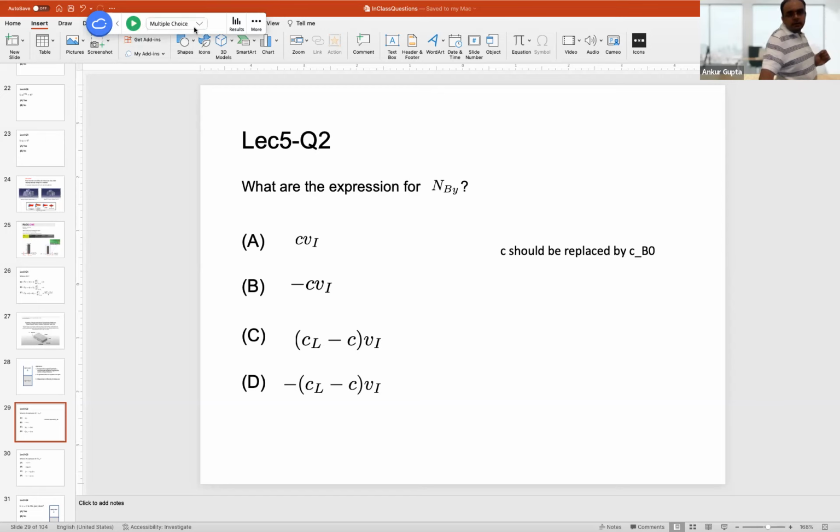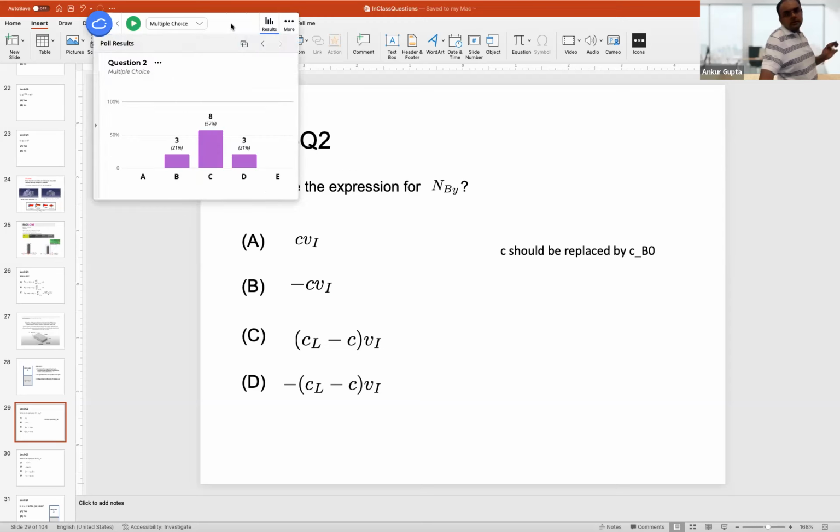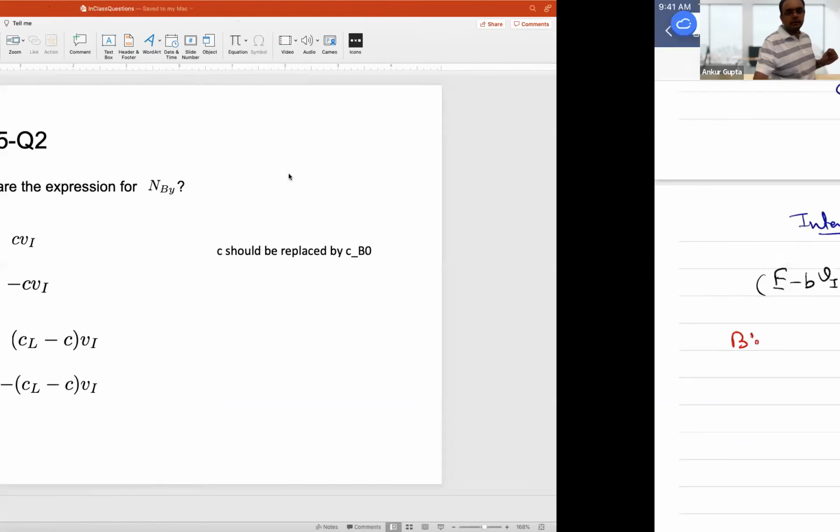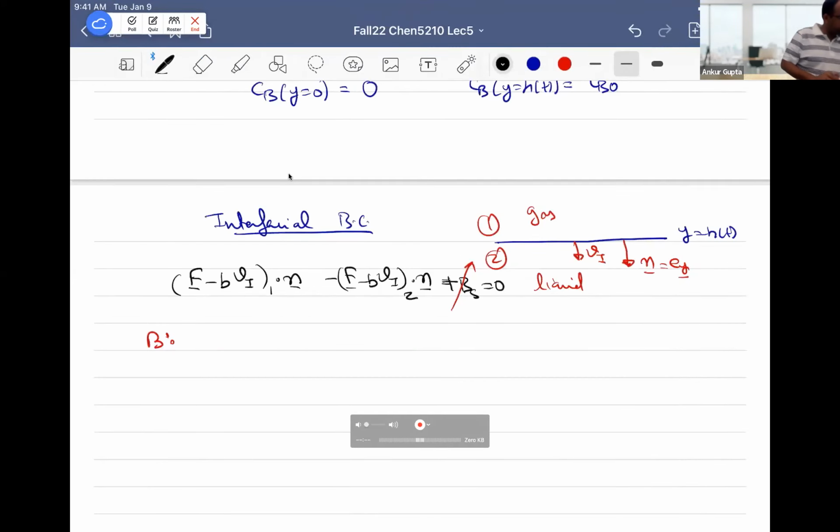All right, so let's take a look. The results are somewhat split. The correct answer is actually B, and we will derive it now. Then we'll close the lecture after we finish the derivation.